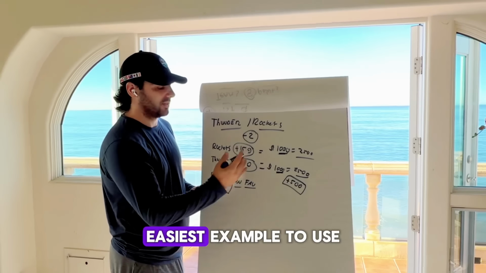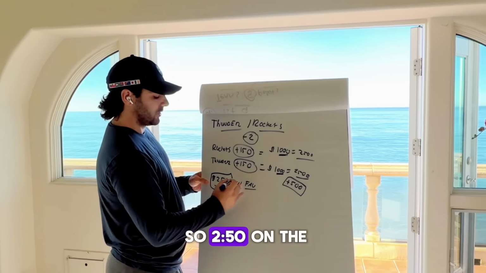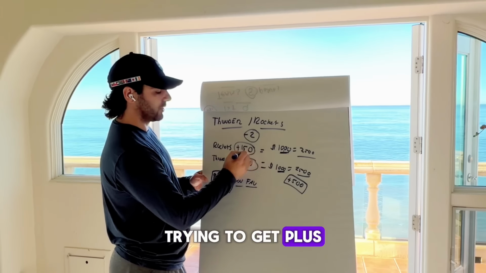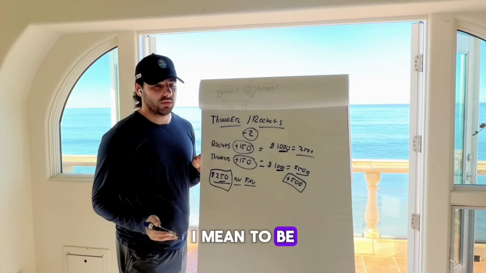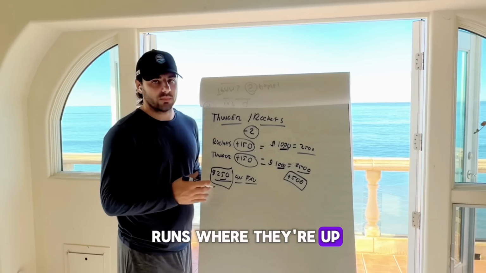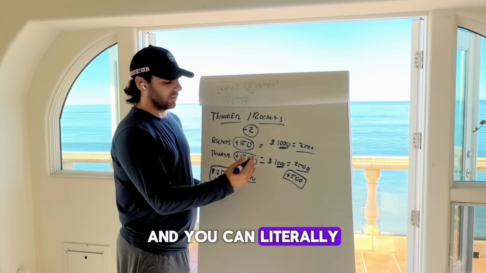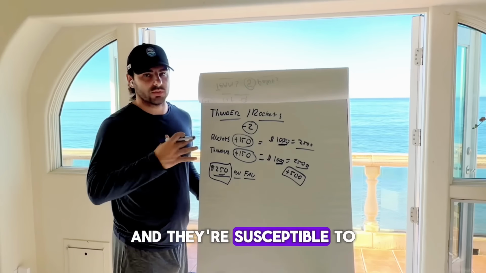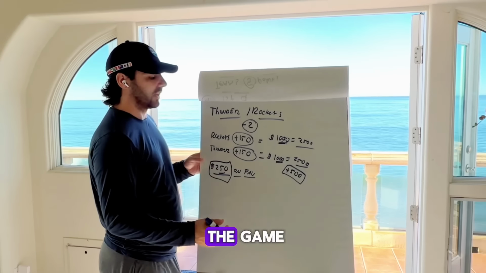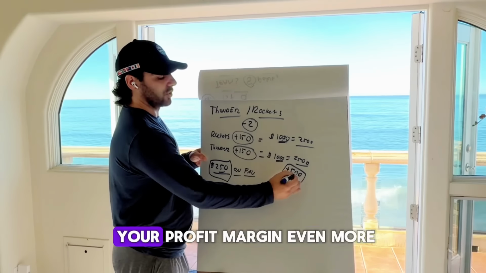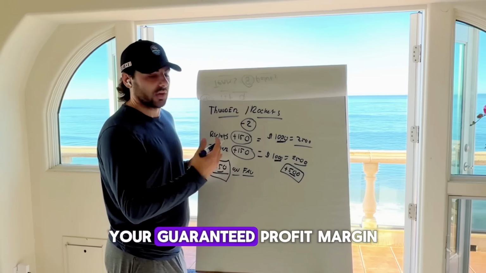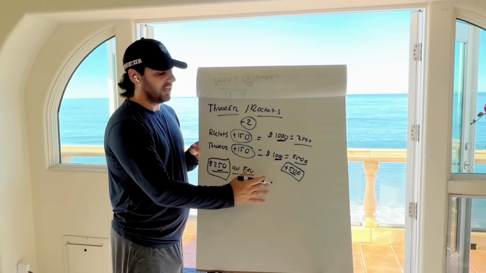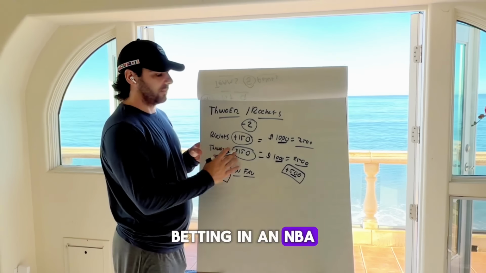It's the easiest example to use. So $250 on the favorite pregame, then $1,000 each way during the game, trying to get plus 150. Sometimes you can get even better. To be honest with you, sometimes they go on runs where they're up 8-10 points, and you can literally get plus 200 on both sides when two defenses aren't good and they're susceptible to all those runs within the game. So that just makes your guaranteed profit margin even more. But this is how you can guarantee yourself a profit betting in an NBA game.